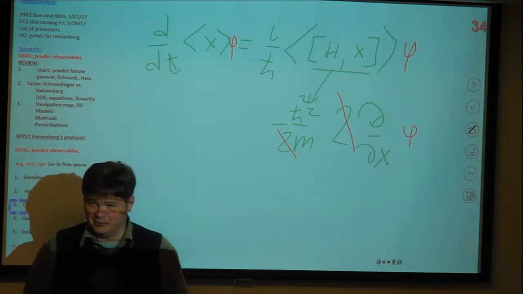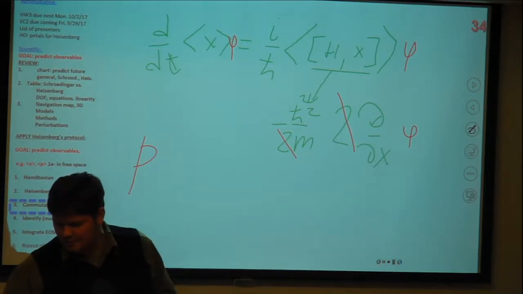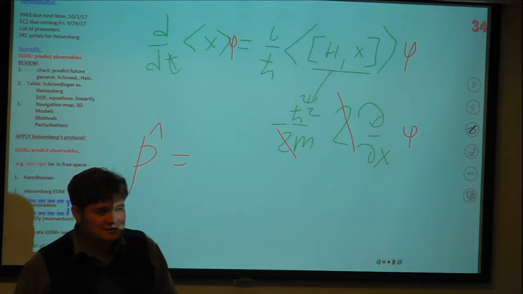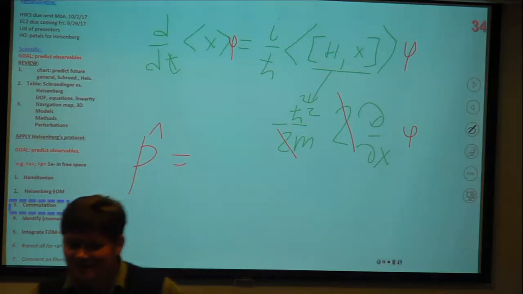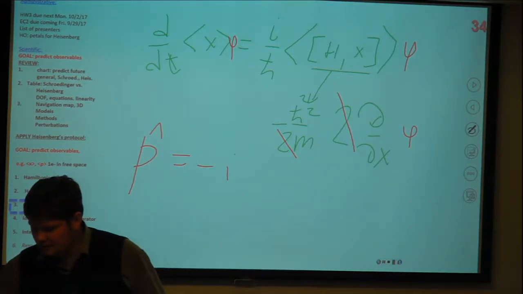We need it anyway. So P equals. Everyone is ready? So, what did you get? Negative i h bar d dx. h bar d dx.